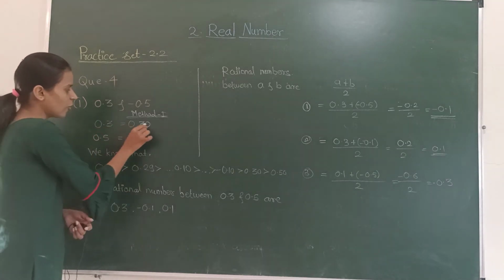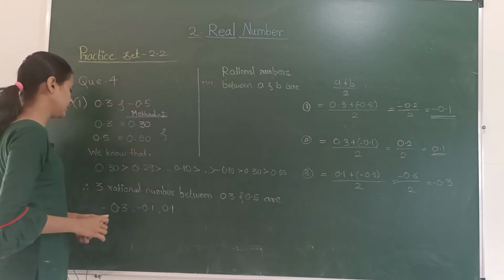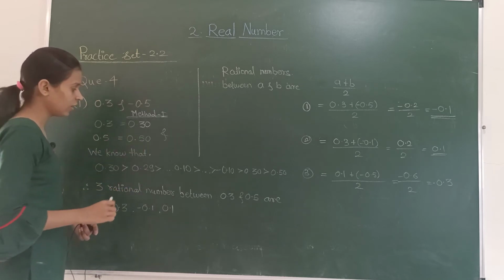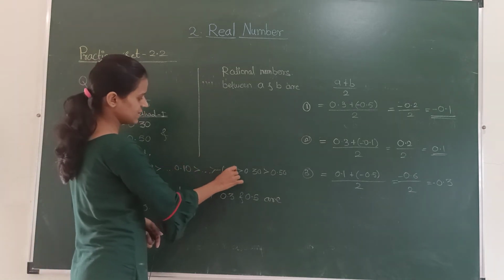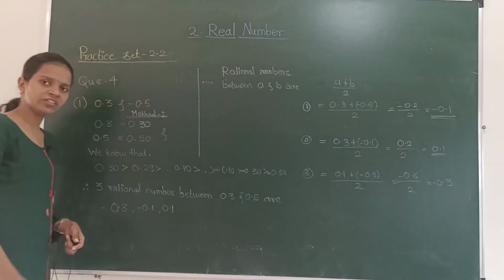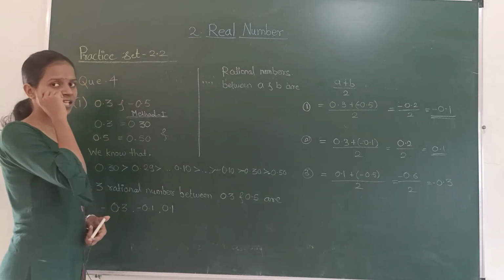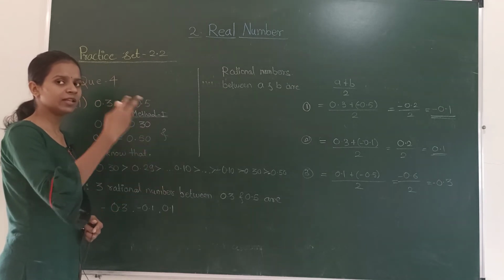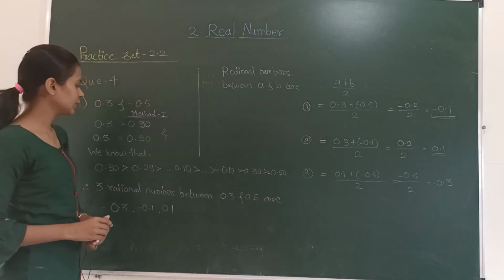0.3 is what? 0.30, and similarly 0.5 is what? 0.50. We know that 0.30 is greater than 0.29, is greater than 0.10, is greater than minus 0.10, is greater than minus 0.30, and it is greater than minus 0.50. I have already told you that on the number line, as we go to the right side, the value of the numbers will increase, and when we go towards the left side, the value of numbers will decrease.